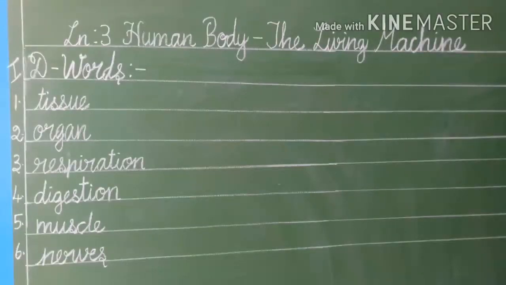Children, I repeat the D words again. The first one is tissue. Second one is organ. Third one is respiration. Fourth one is digestion. Fifth one is muscle. And the sixth one is nerves.